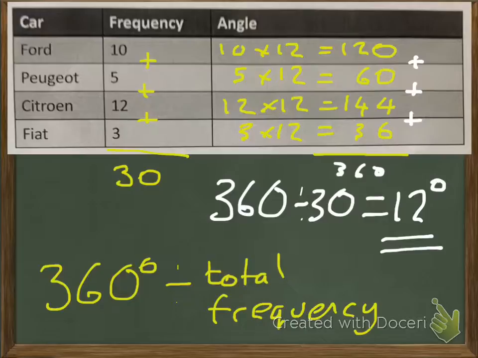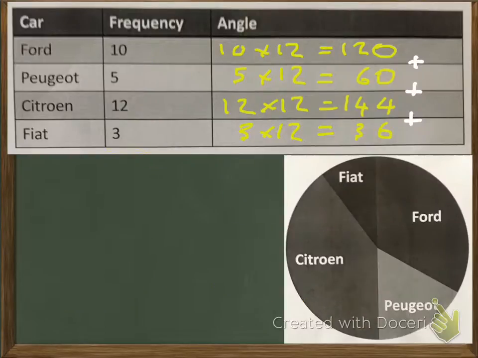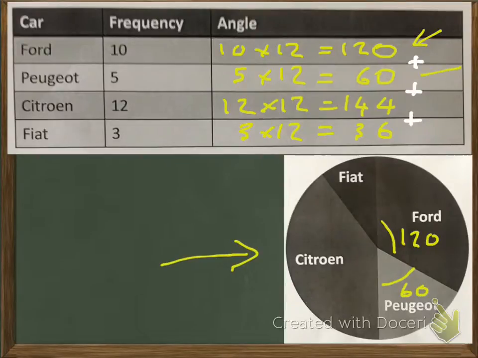Now, in this video I'm not going to demonstrate how to draw a pie chart, but if you have a look at the one that's about to appear, it should look something like this. And what you can see, hopefully, is that this angle here is 120 degrees, just the same as the 120 on the table. The angle here is 60 degrees, again the same as the angle on the table. This angle is 144 degrees, like this one, and the last one is 36 degrees.